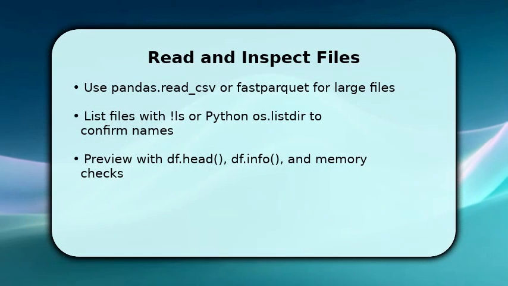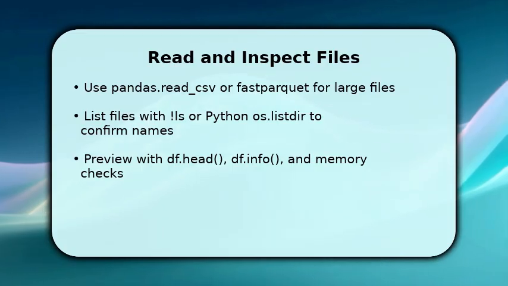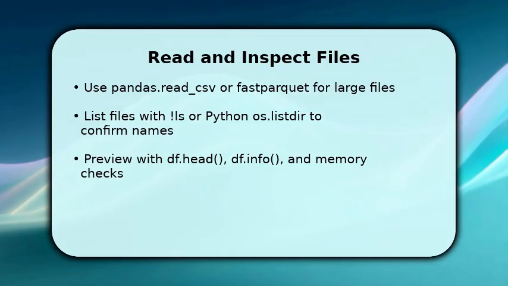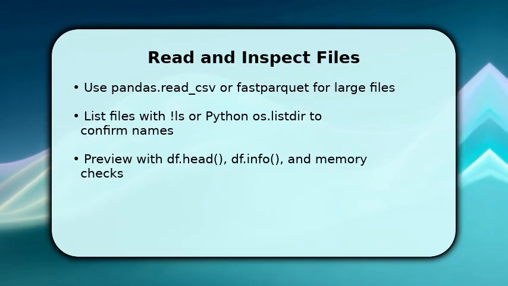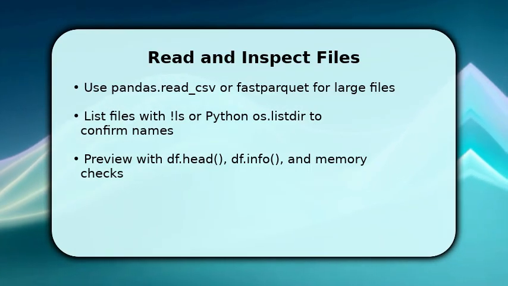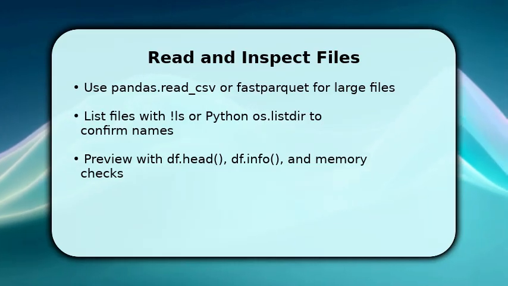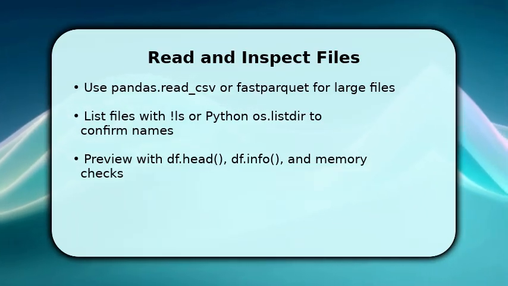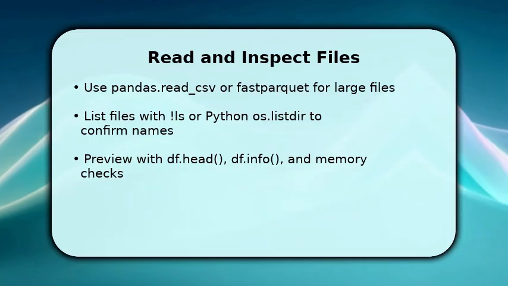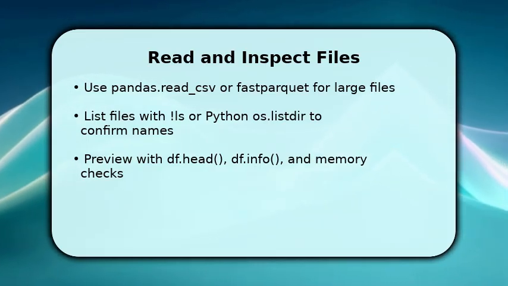Next, load and inspect the data so you know structure and size. Use pandas.read_csv for text CSVs or fastparquet for columnar formats. This choice affects speed and memory. Start by listing files with ls or os.listdir to avoid file name typos, then read a small sample or use nrows to conserve RAM.